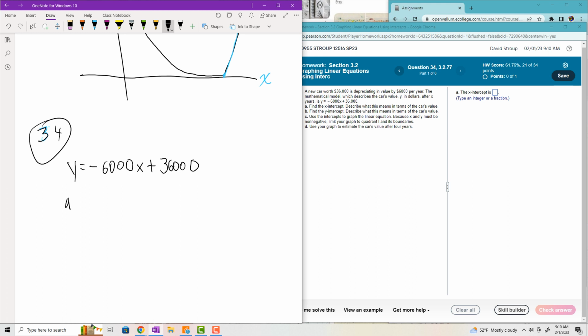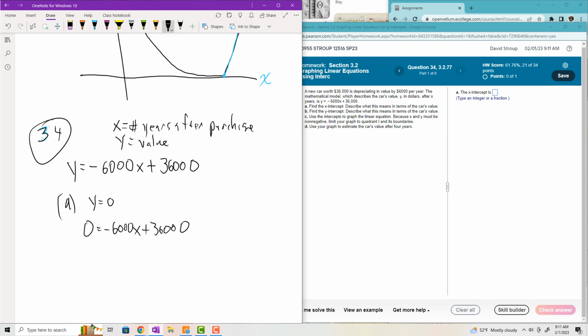Okay, part A, find the x-intercept and describe what it means in terms of the car value. So again, I want to note what the x and the y are. So x is the number of years after you buy it, and y is going to be the value of the car in that particular year. Okay, so for A, the x-intercept, you let y equal 0. So 0 equals negative 6,000 x plus 36,000.